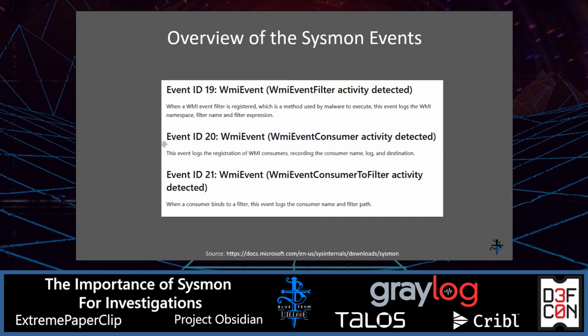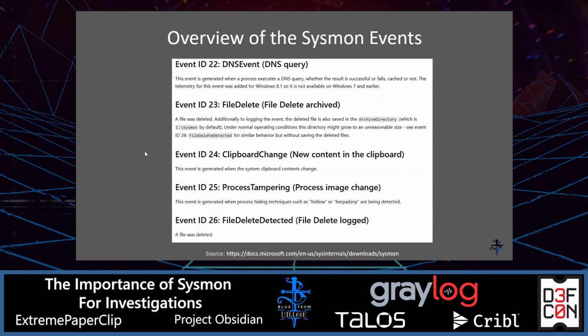Event ID 19, WMI event. You could think of these as the WMI events here. Event ID 19 shows activity detected. Event ID 20 shows the consumer. Event ID 21, consumer to filter. Fun stuff. Okay, event ID 22, DNS event, very cool. I love that one. Event ID 23, file deleted.